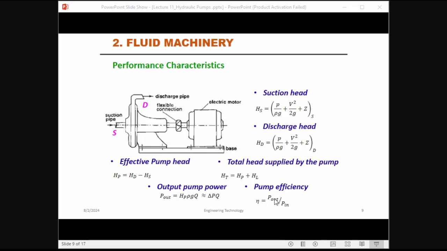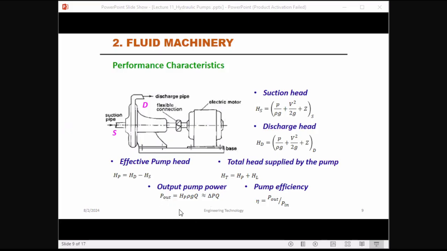Output power you can calculate using this equation: effective pump head multiplied by rho multiplied by g multiplied by Q. Q means the flow rate of the pump. This gives the pump power, the output pump power.